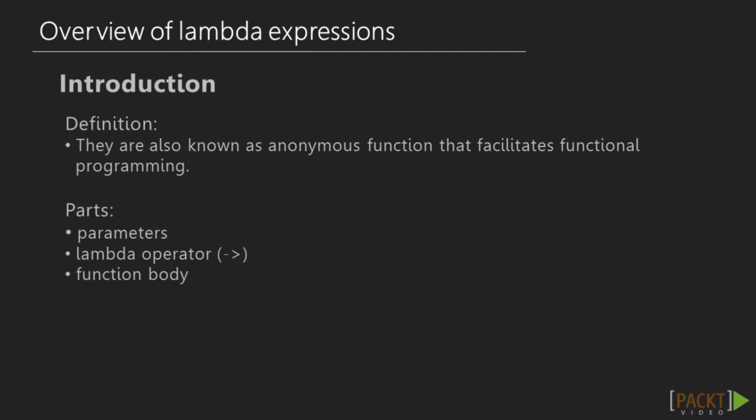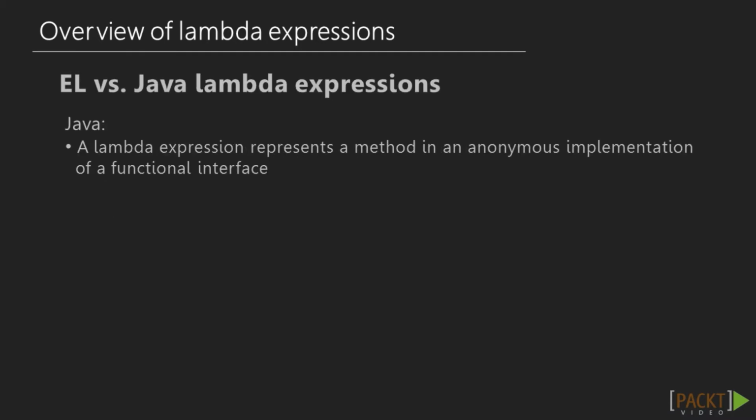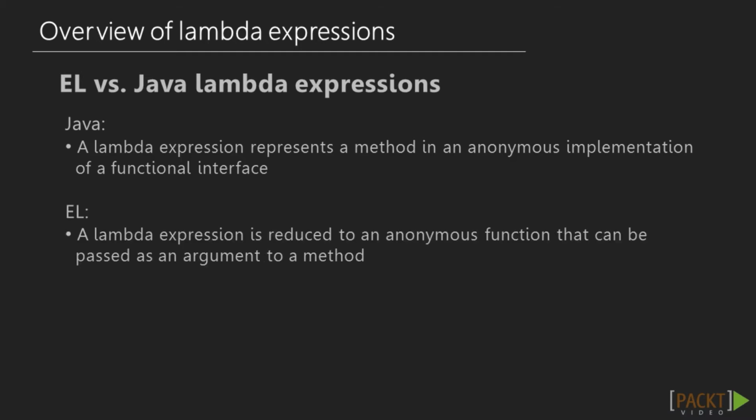A lambda expression can be split into three main parts: parameters, the lambda operator, and the function body. Basically, in the Java language, a lambda expression represents a method in an anonymous implementation of a functional interface. In the case of EL, a lambda expression is reduced to an anonymous function that can be passed as an argument to a method. An EL lambda expression is a value expression object with parameters.